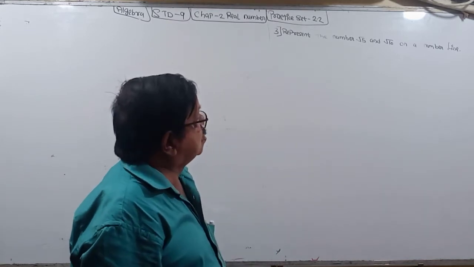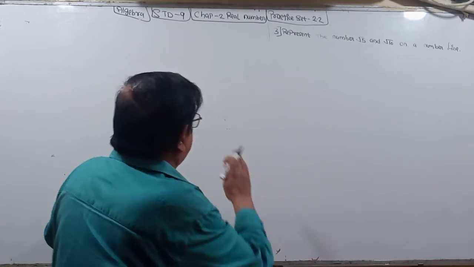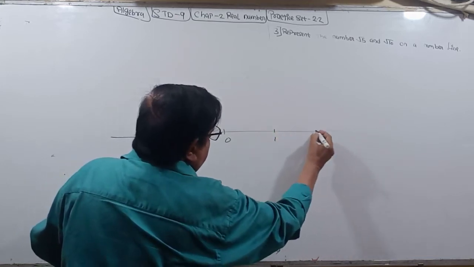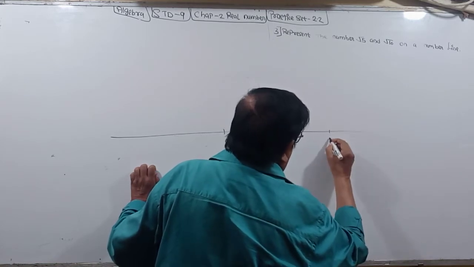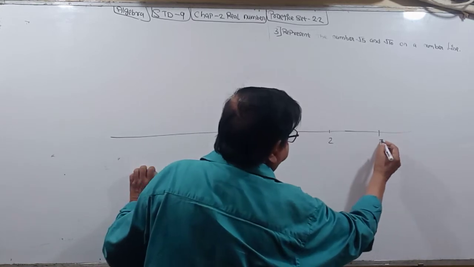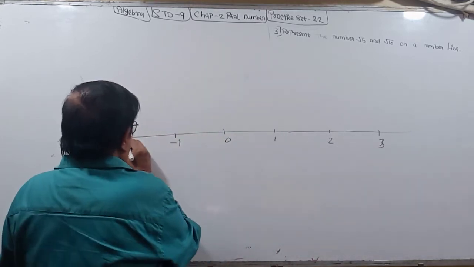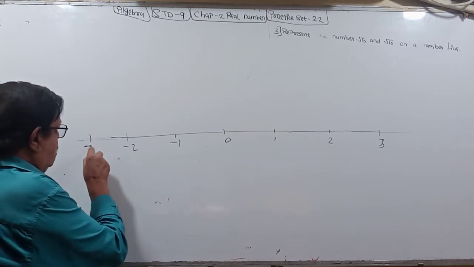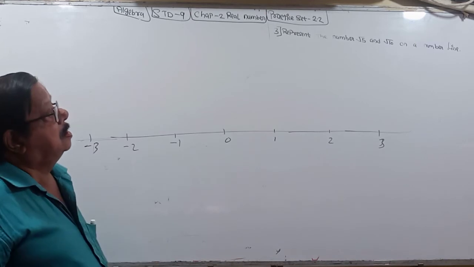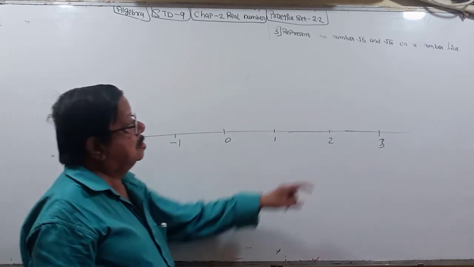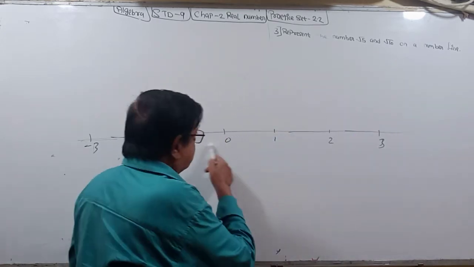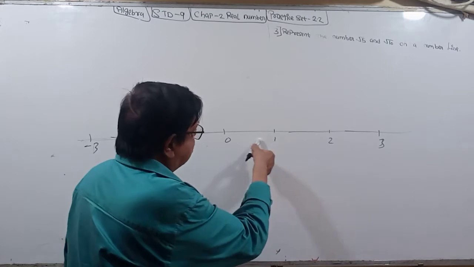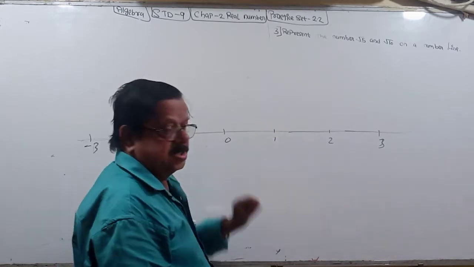Represent root 5 and root 10 on the number line. The number line is like this. We know root 5 is an irrational number, root 10 is also an irrational number. Where do we find an irrational number? It is not visible on the number line, but root 5 is there on the number line; we just cannot see it here. Where is root 5? We have to represent root 10 also.